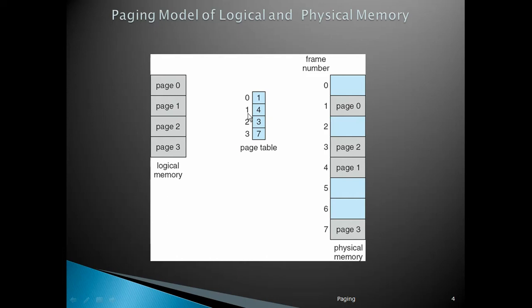Similarly, for page 1, the allocated frame is frame number 4. Now see in the physical memory, frame 4 is associated with page 1. Likewise, all the free frames are allocated to the required pages.